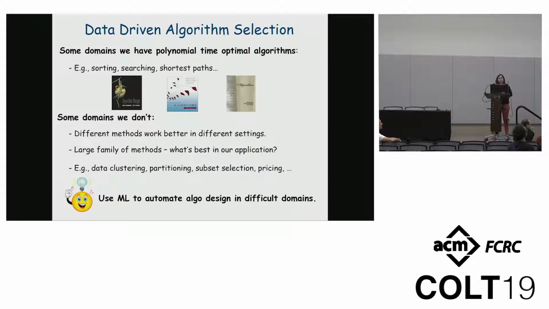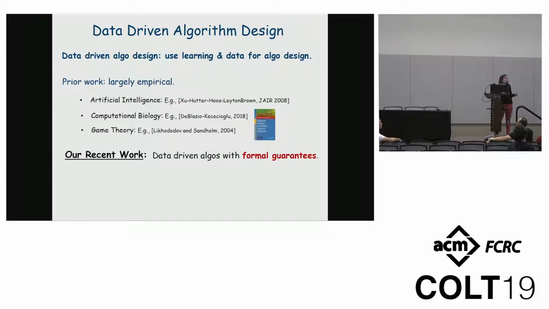Moreover, for many of these problems, in practical applications, different methods work better in different settings. And also, there is often a very large family of methods that one can try to use in practice. Given this, it's very natural to try to use machine learning to automate the algorithm selection or algorithm design for these problems. In other words, it's natural to try to use data, examples of typical instances coming from a domain, and machine learning in order to learn an algorithm that does well for our specific type of data instances. This is what I call data-driven algorithm design.